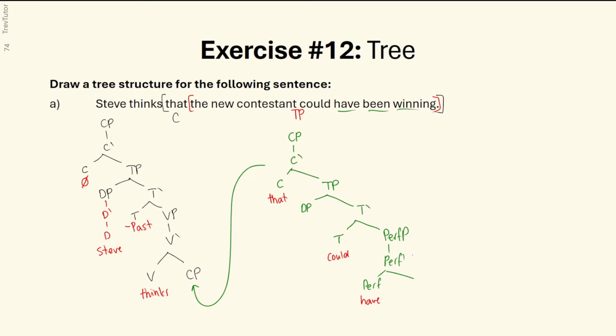Then we're going to be making a progressive phrase in order to get been, our other auxiliary here. So that's going to break off into a prog bar and progressive. And I'm going to fit the word been down there. And then we can continue with the rest of the verb phrase, which would just be winning in this case. And although I could show all of the movement for the affixes, we can just assume that it is implied in this case.